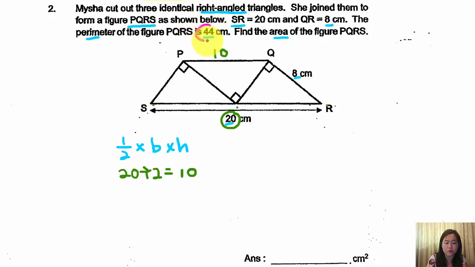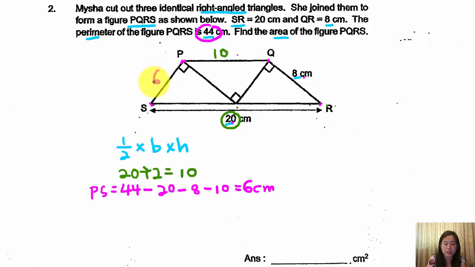Since the perimeter is 44, the perimeter is made up of from here to here, and then to here, to here, to here. So we can use 44 minus 20 and minus 8 and minus 10, and we will actually get the length of PS, which is equal to 6 cm. So we know that PS is actually 6.